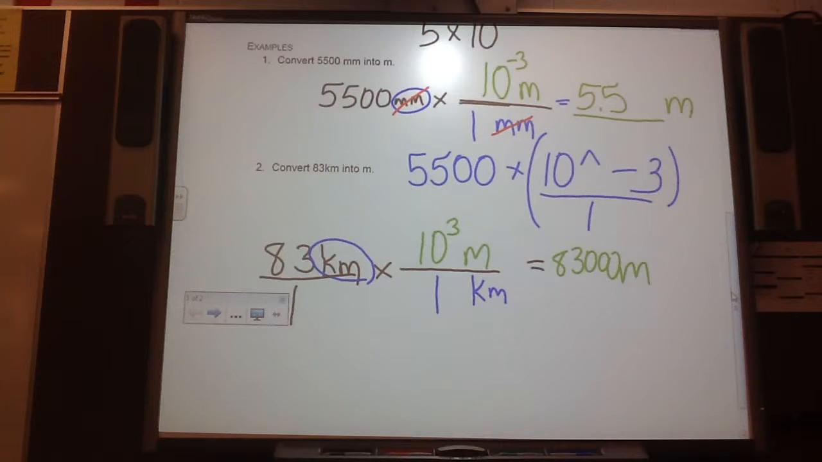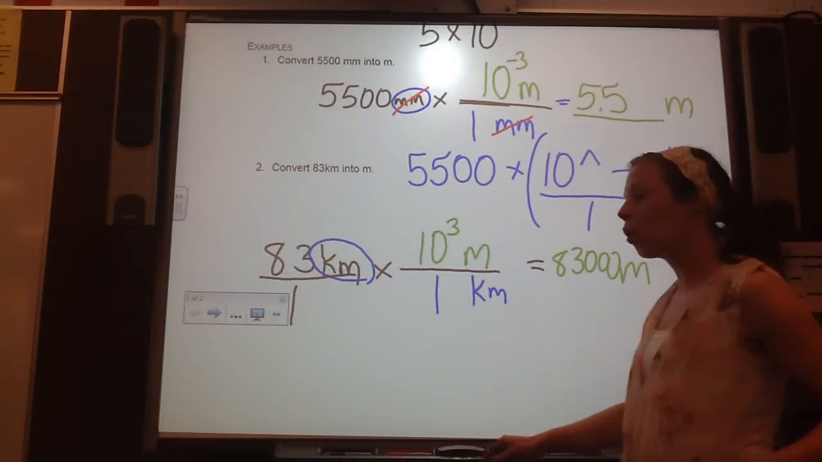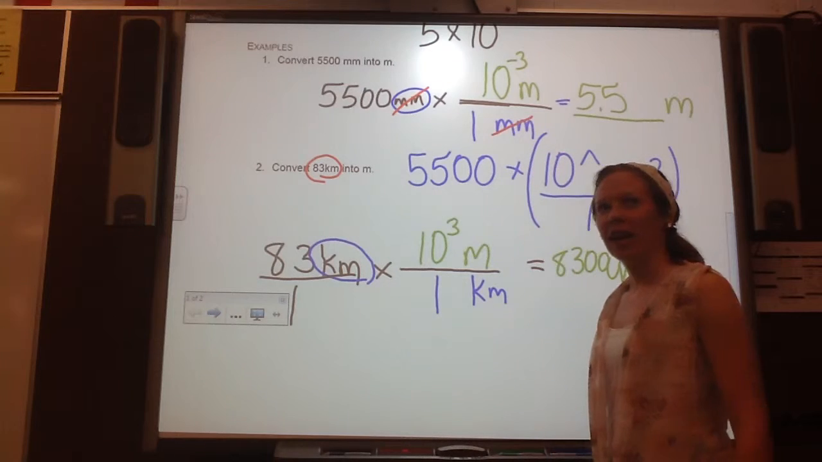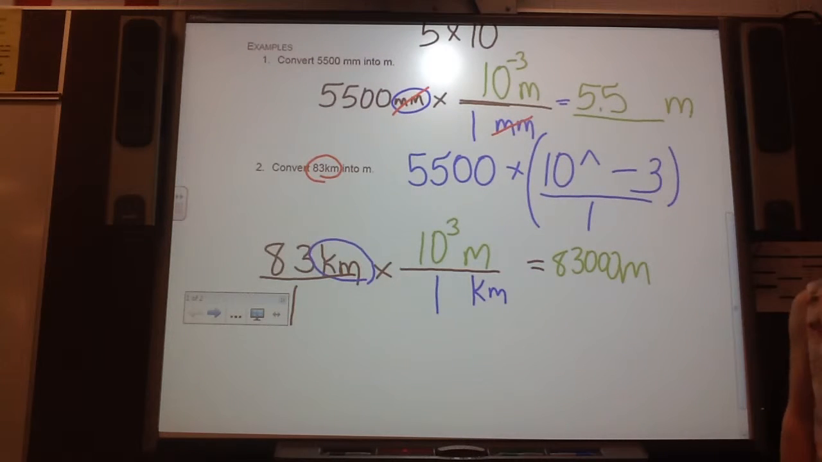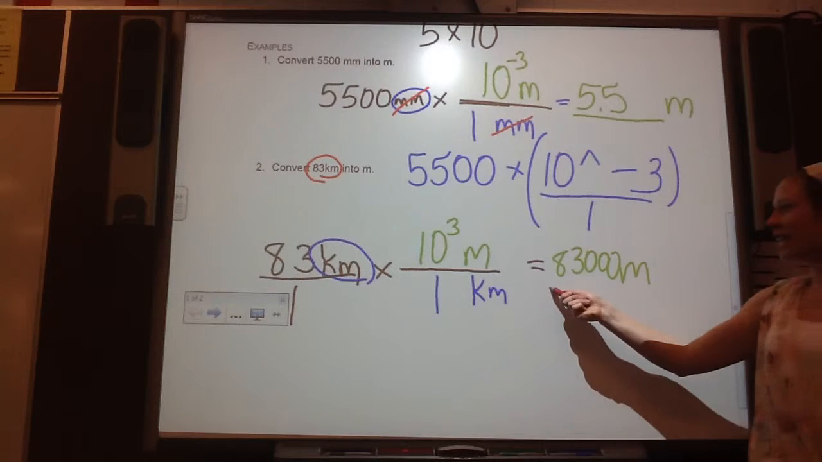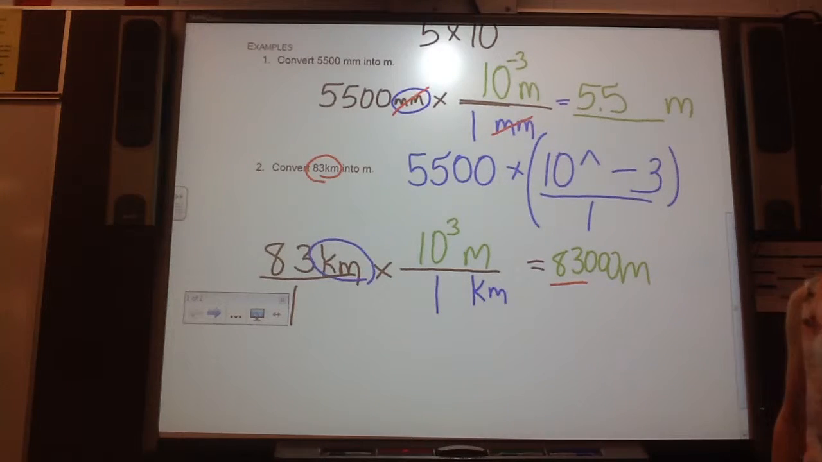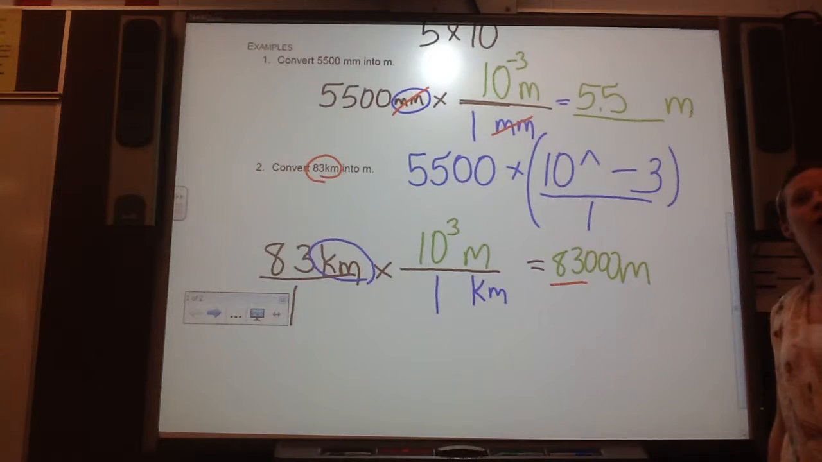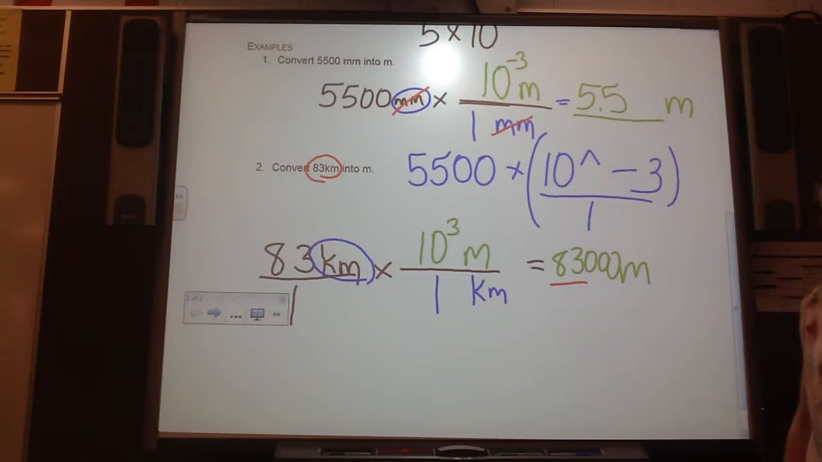But is this answer in significant digits? How many significant digits are in the question? 2. How many significant digits does my answer need to be in? 2. I need to only have 2. So what am I forced to do? I'm forced to do scientific notation.